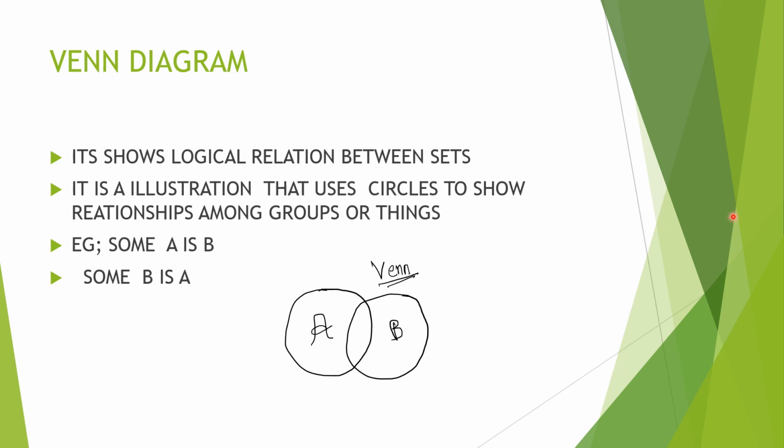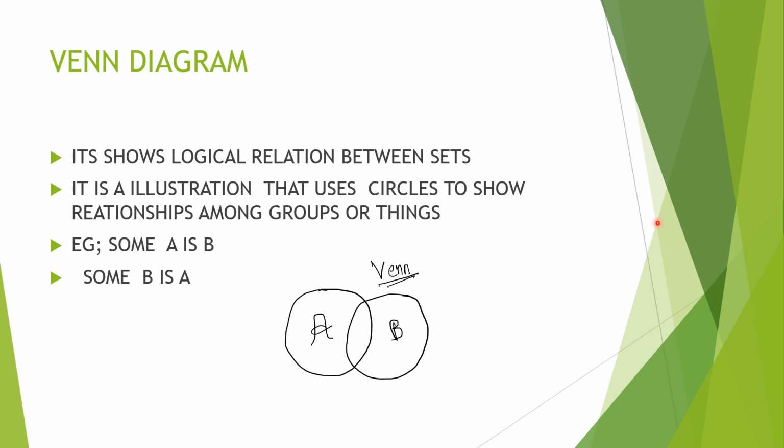Next is the Venn diagram, which I told you about earlier. It shows the logical relation between two sets. It is an illustration, which means we are drawing it and finding out. It uses circles to show the relation among groups. So we are using the circles to show the relationships.